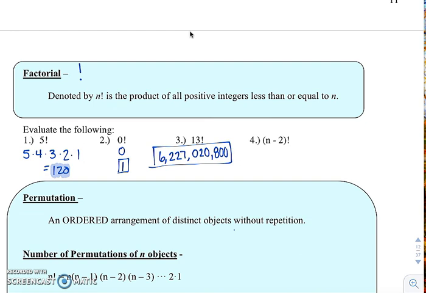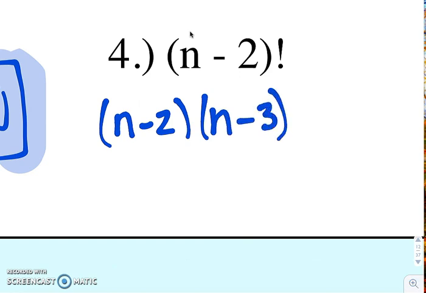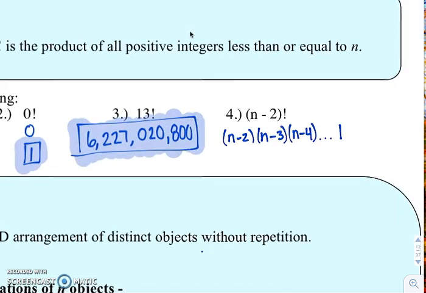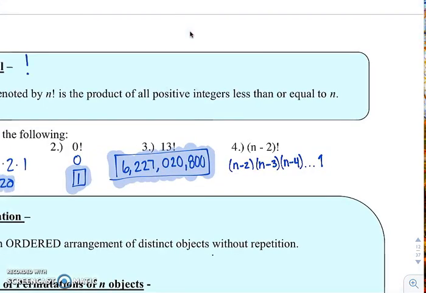Okay, so what if it just gives you n and doesn't necessarily give you the number value for n? Well, if we're starting at n minus 2, we might not know what n is, but I know that 1 less than that is n minus 3. And it would keep going down until you reached 1. I can make that a 1 so you can see it better. So we don't know what n is, but we know it's going to stop when it gets to 1, and it's going to go down by 1 each time.